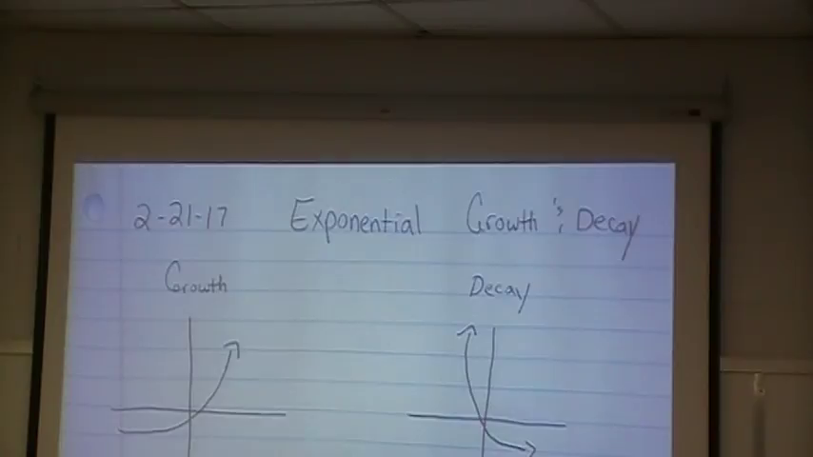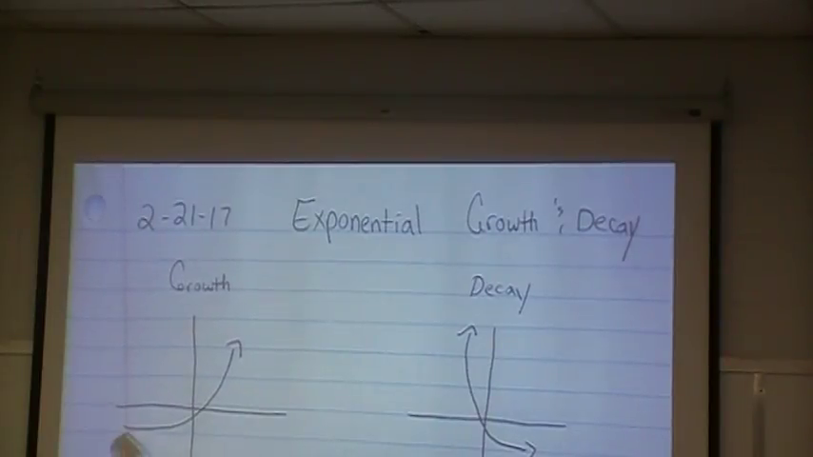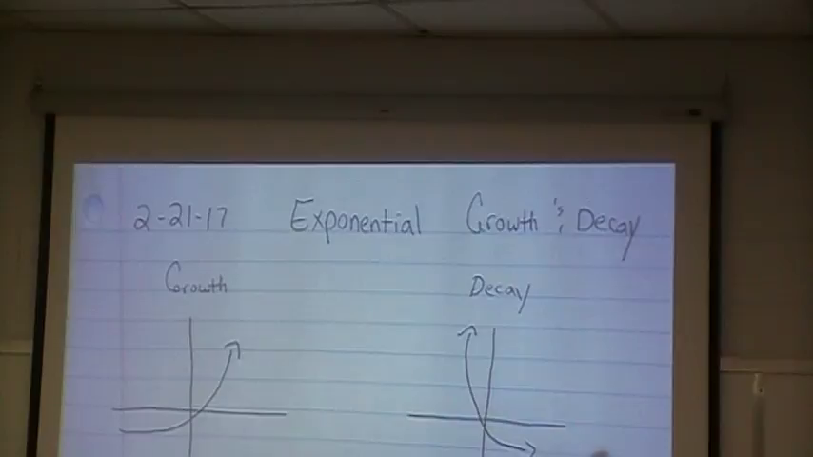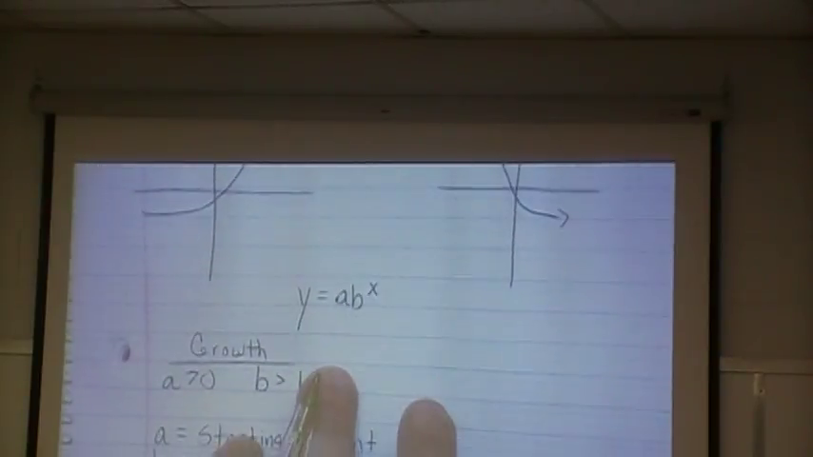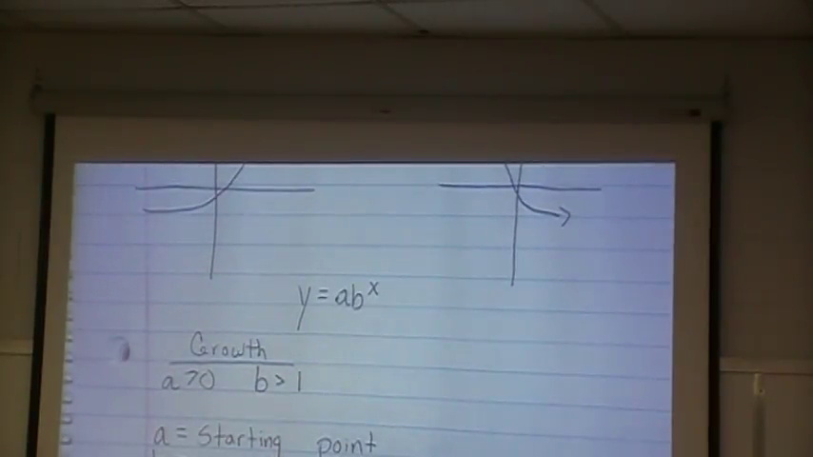One thing you're going to have to realize with exponential growth and decay, you don't have a straight line, you have a curved line. It's nonlinear. So, this is an example of growth. Sometimes you'll have to look at graphs and be able to tell whether it's growth or decay. Our formula is y equals AB raised to x.